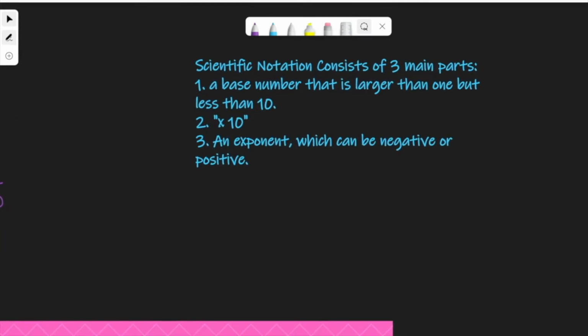I like to think of scientific notation as having 3 main parts. The first part is my base number. So I'm going to go ahead and put my example that I had up before. And what we see is that if I'm talking about my base number, I'm talking about this number right here. This number needs to be greater than 1, but it must be less than 10.